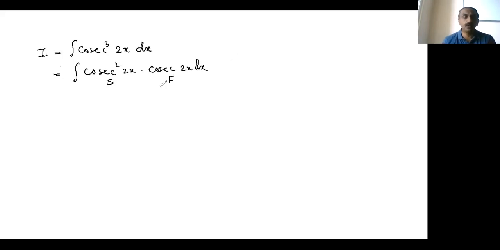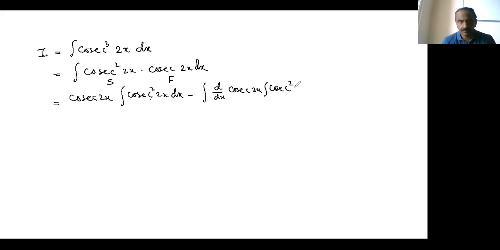So our LIATE rule doesn't apply here. Then first function, cosec 2x, into integral of cosec square 2x, minus integral of derivative of cosec 2x, first function into integral of second, minus integral of derivative of first into integral of second, whole into dx. This whole into dx is very important. So that became cosec 2x into minus cot 2x by 2.